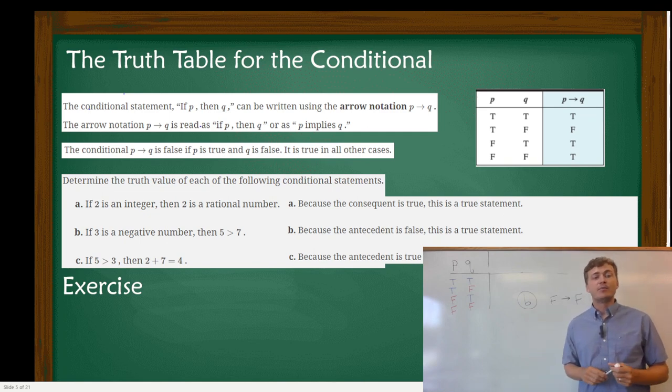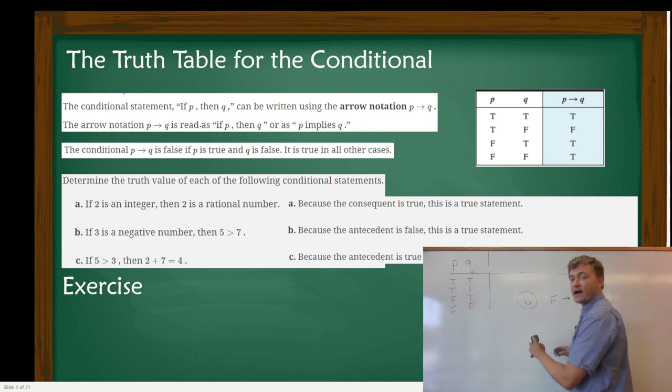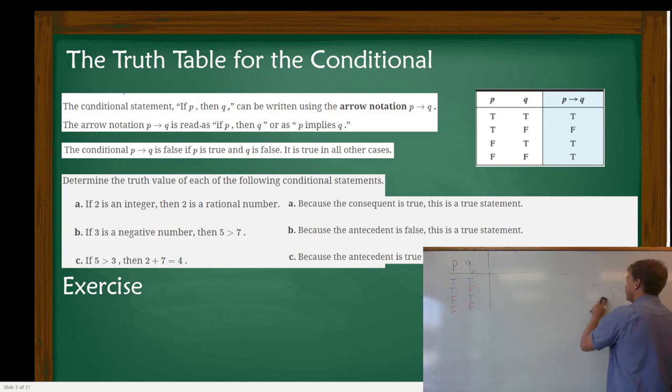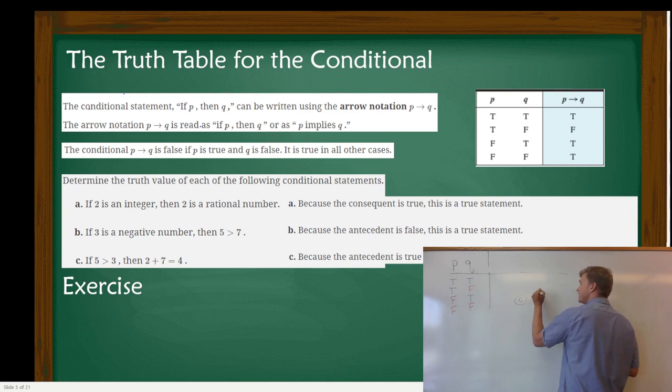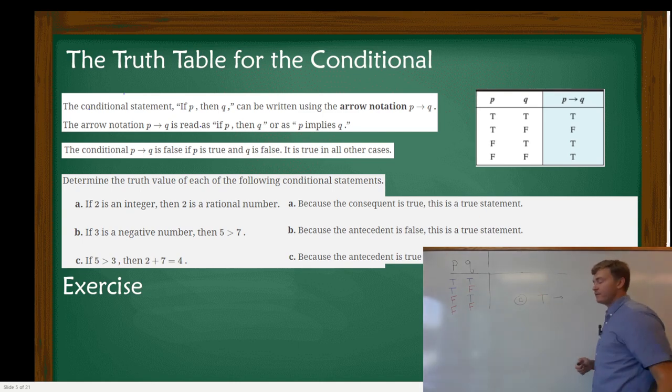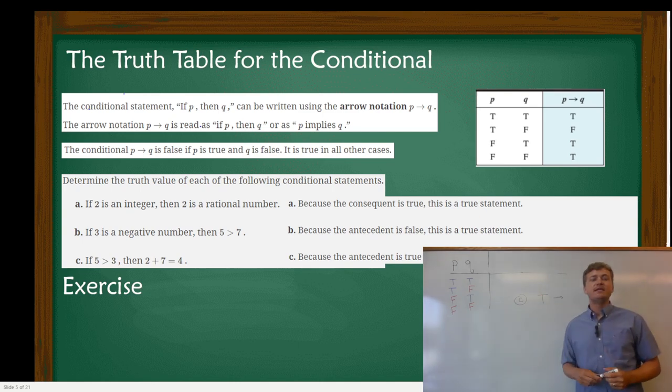When false implies false, we get a true outcome. And then lastly here for part C, if 5 is greater than 3, well, 5 is greater than 3. So for part C, the antecedent is true. Now, what are we getting for the consequent? For part C, 2 plus 7 equals 4. That's false.